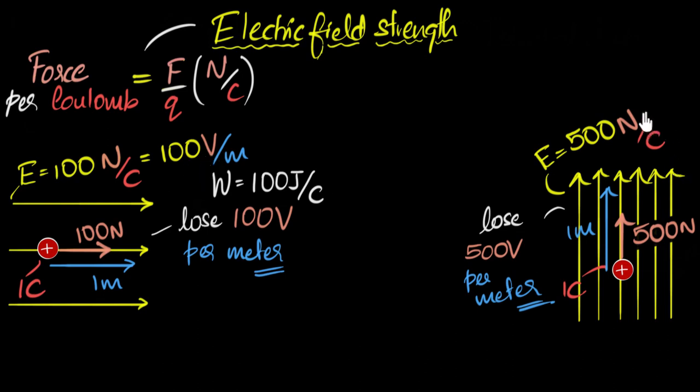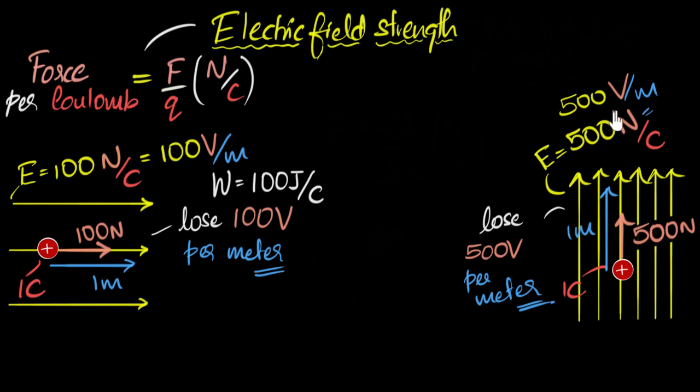Similarly, I can now write this as 500 volt per meter. Although there is a volt over here, this is not potential, this is field, volt per meter. And what is this saying? This is saying, oh, this is a much stronger field. For every meter you go forward, you lose 500 volts of potential.